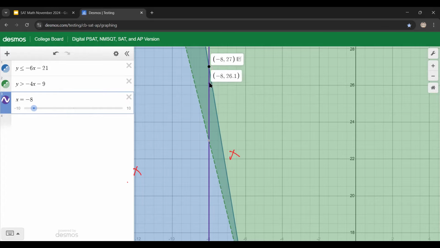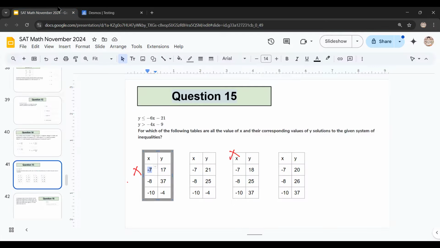See, here 26 is a possible solution. This is a possible solution. And here, 24 is also possible. 25 is also possible. So we couldn't conclude anything from negative 8. Let's go to negative 10.